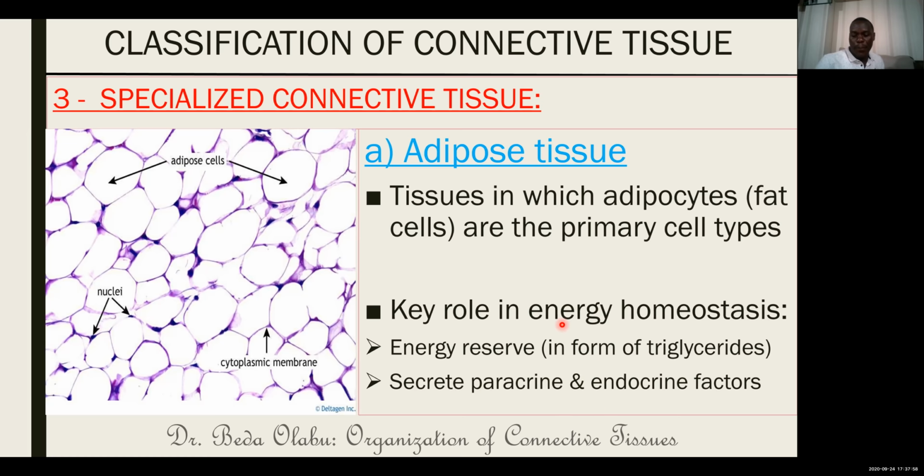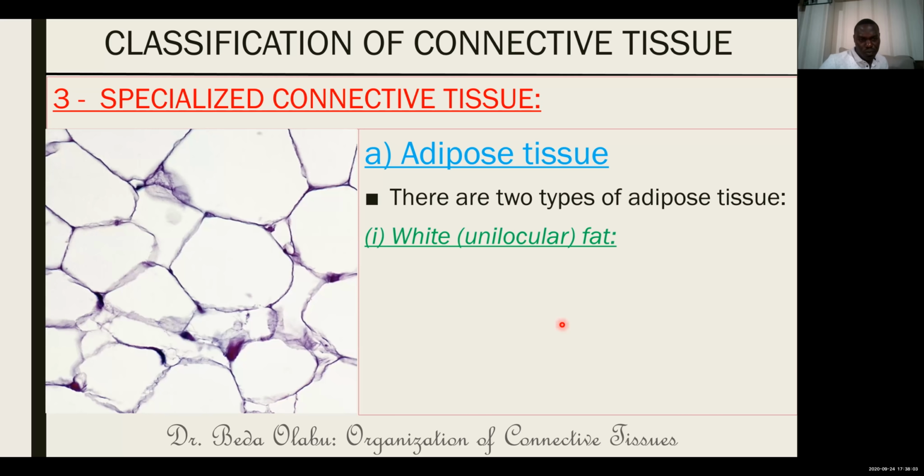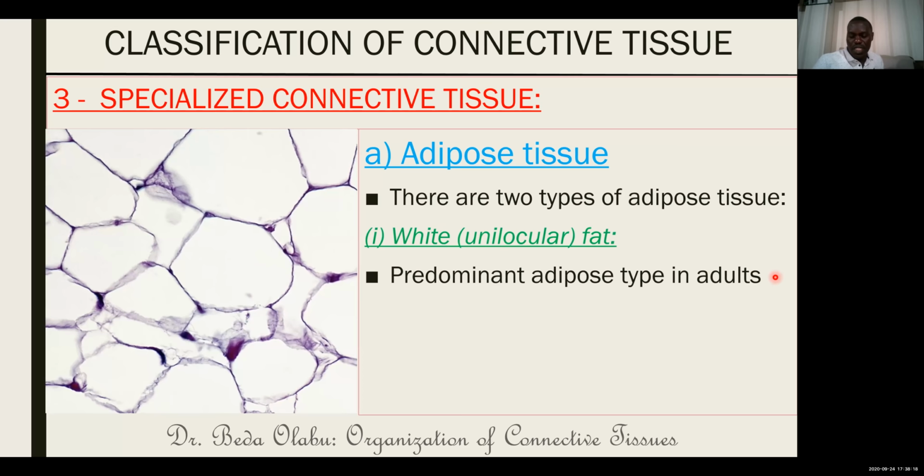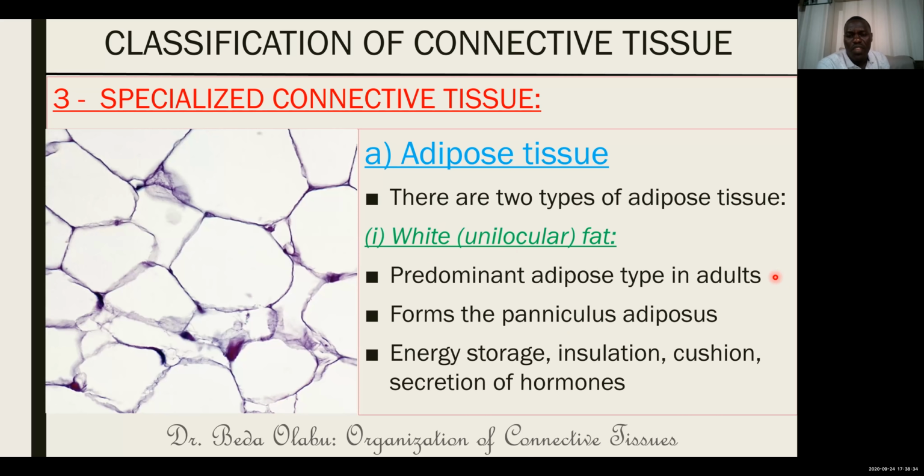There are two types of adipose tissue. There's one where the fat cells are full of one fat locule. You can call that unilocular fat, also called white fat. This is the type of fat that we see in you and me. It's the one that's predominant in us. It's usually found beneath the skin, which we call panniculus adiposus. What are the functions of this fat?